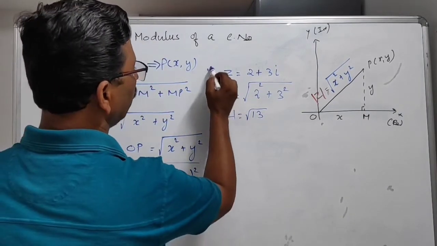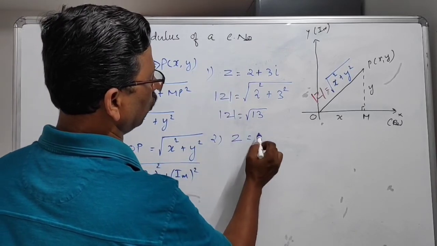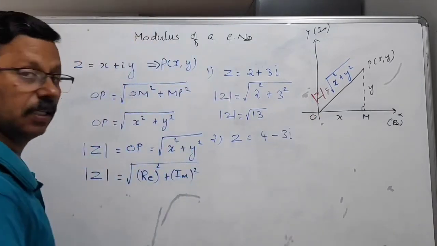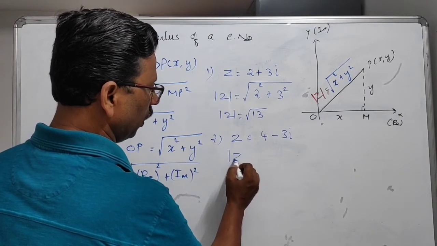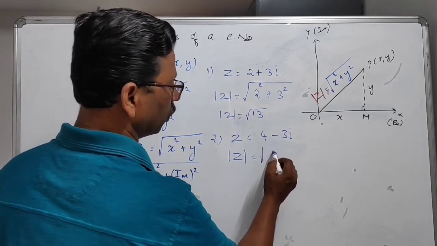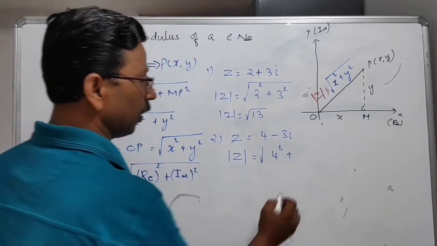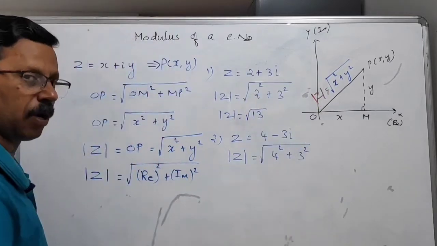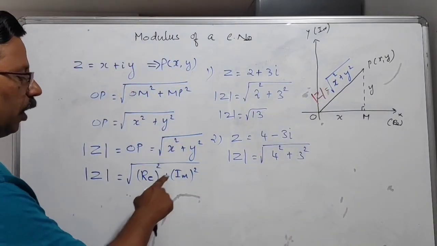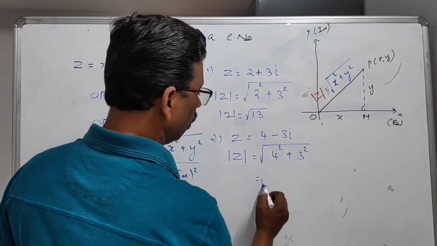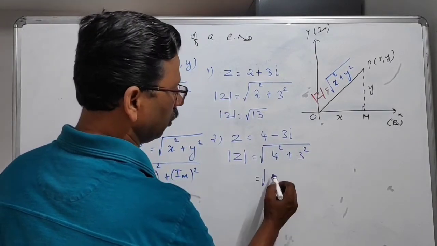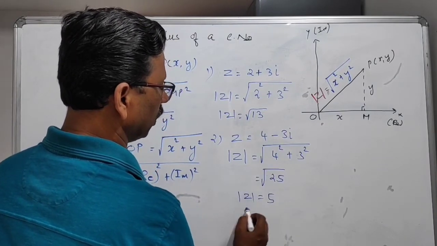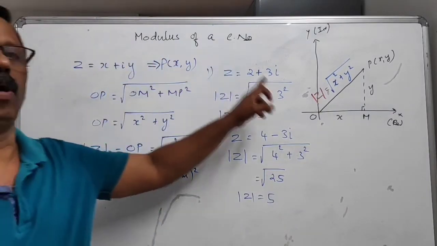Another example: if z is equal to 4 minus 3i, and you want to find modulus z, it is the root of real part square, 4 square, plus imaginary part square, 3 square. You need not bother about this sign because on squaring it becomes positive. Therefore, always remember real part square plus imaginary part square, which is equal to the root of 16 plus 9, root of 25, which is nothing but 5. Therefore, the modulus of z is equal to 5. Likewise, we can find the modulus of a complex number.